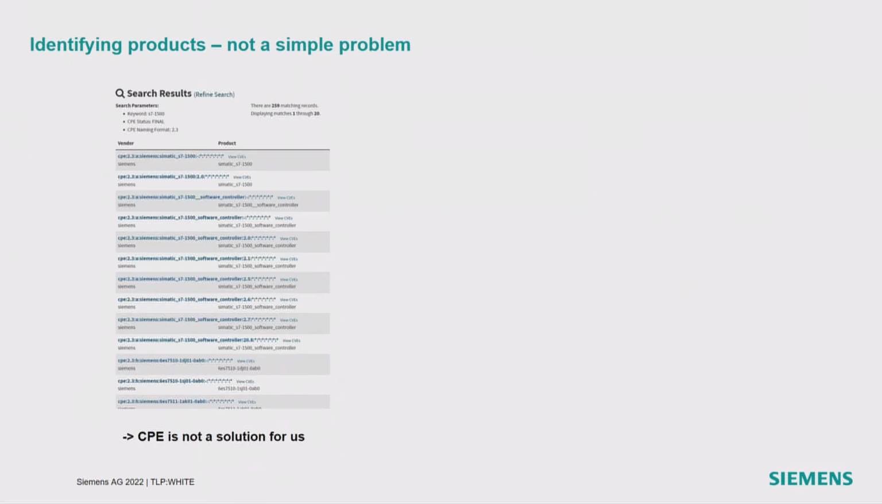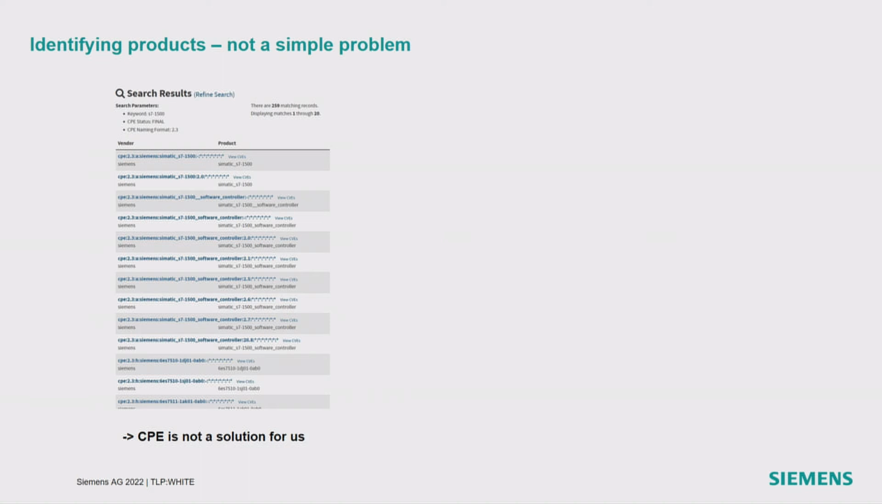So identifying products, I already told you, it's kind of a big problem. So if you thought that maybe CPE, the Common Platform Enumeration, which has been around for quite some time, 10 years or longer, already tried to solve that problem for us. But unfortunately, at least for us, it's not a working solution because, so here, it's very small. I just looked for a typical product of us, so that's the S7-1500, a typical controller for industrial environments. And if you look that up, you can see a lot of entries here.